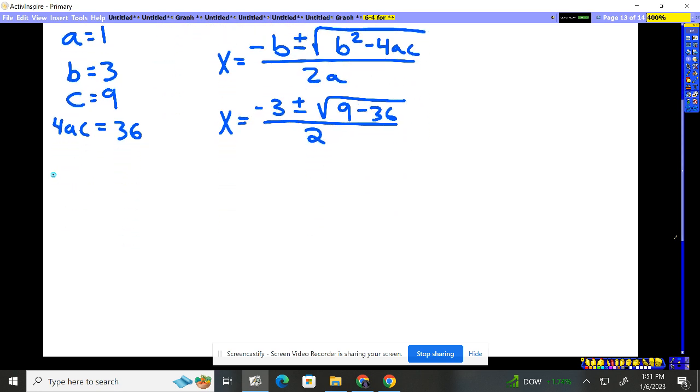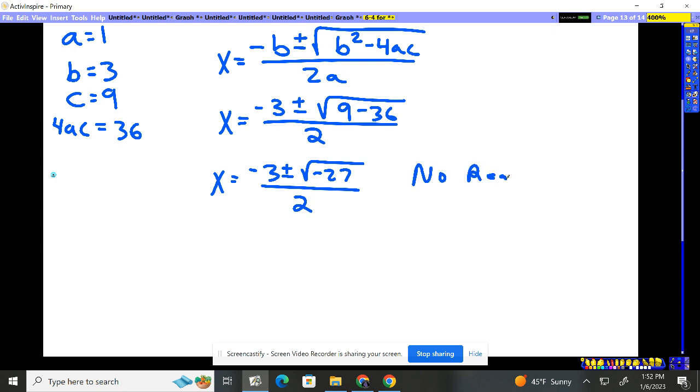At this point I can see a few things. Here's what I see. I'm going to have a negative 3 plus or minus the square root of a negative number. It's going to be a negative 27 in there, all over 2. Once I have that, I can't take the square root of negative 27. It's an imaginary number. So I know at this point, there's no real number solutions.